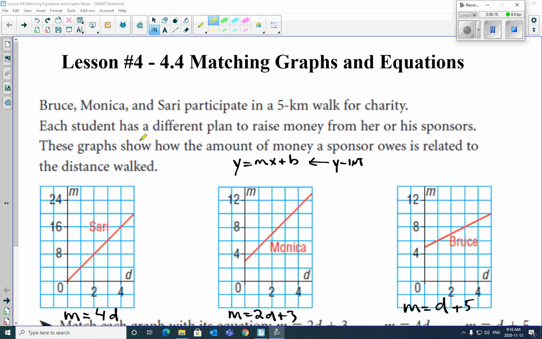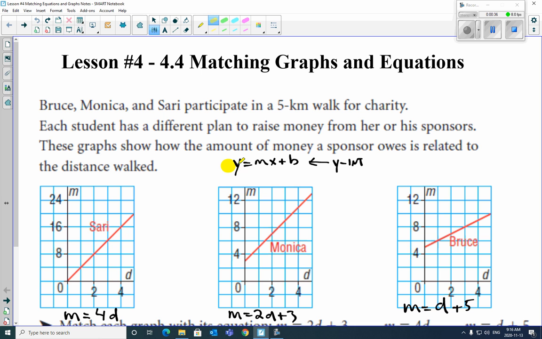So what we have here is 3 people, Bruce, Monica, and Sari. They're participating in a 5-kilometer walk for charity. What they've got to do is raise money from their sponsors. These graphs represent the amount of money a sponsor owes related to the distance walked. So you can see the 3 very different graphs, and what we want to do is match up the equations with the graphs.